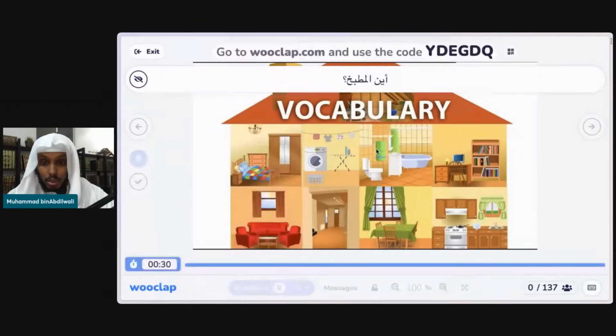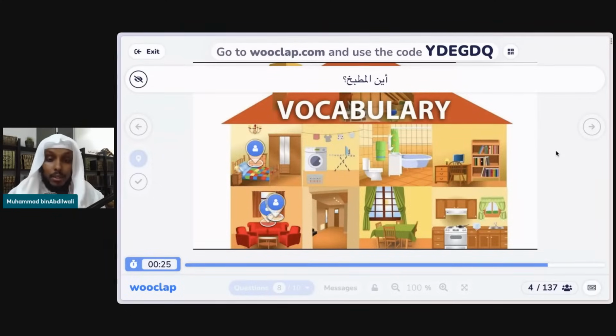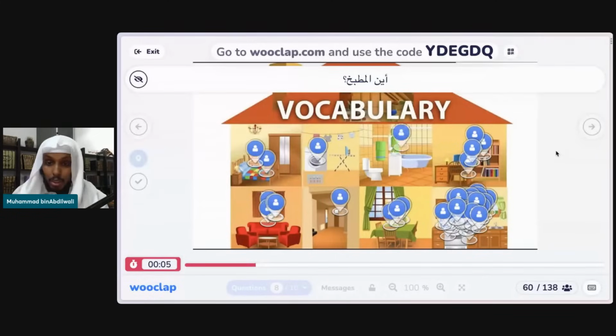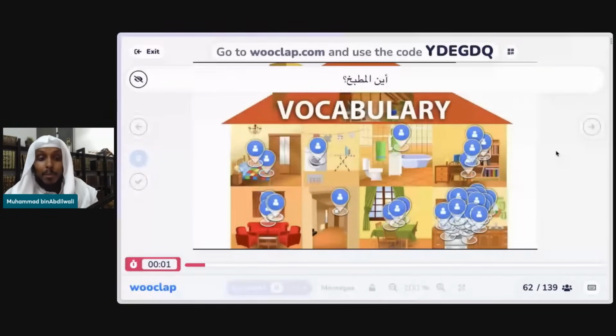Next one. أين المطبخ؟ المطبخ. Now, مطبخ is taken from a verb called طبخ. طبخ يطبخ, giving you a quick hint, means to cook. طبخ يطبخ means to cook. مطبخ is the place where we cook.